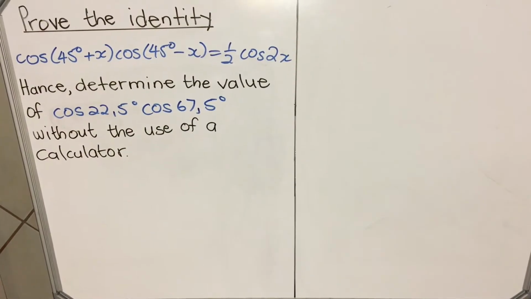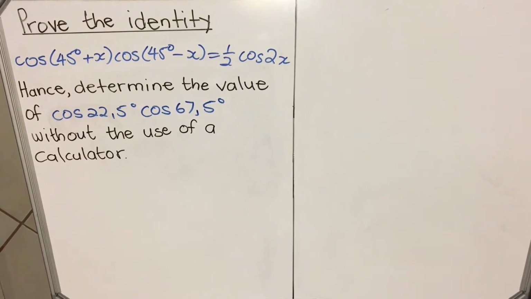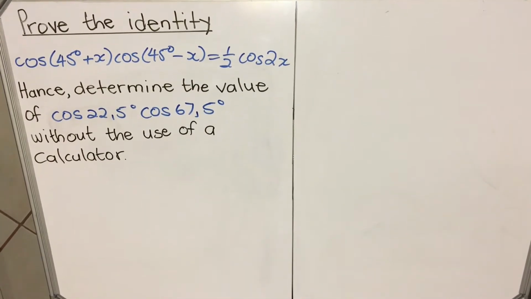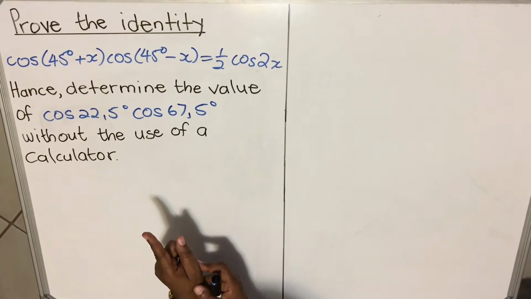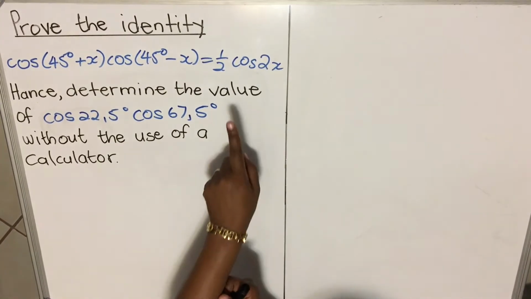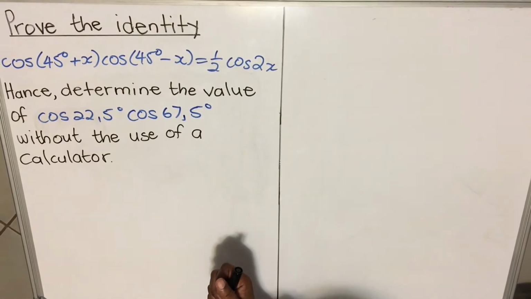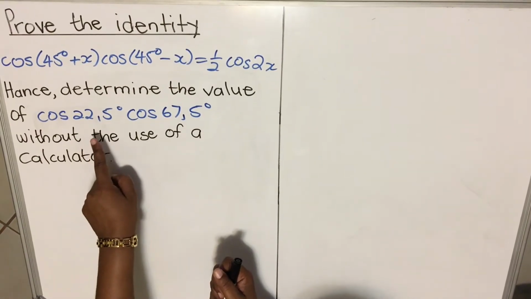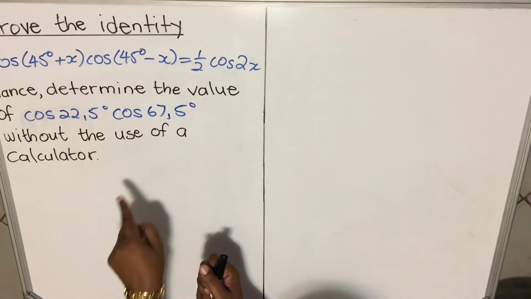Everyone, this is a lesson on how we prove identities, but this is a particularly grade 12 lesson. So in this lesson we are dealing with compound angles. The identity that we must prove is cos(45 + x) cos(45 − x) = ½ cos 2x. The next question says, hence, determine the value of cos 22.5 cos 67.5 without the use of a calculator.